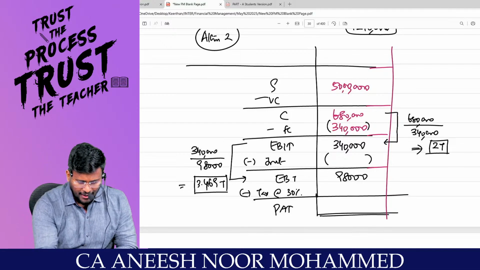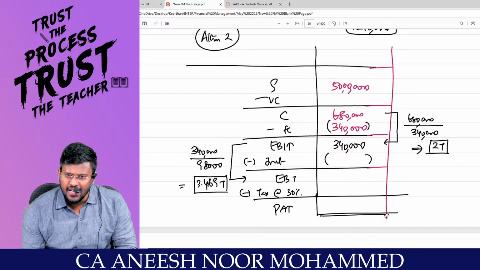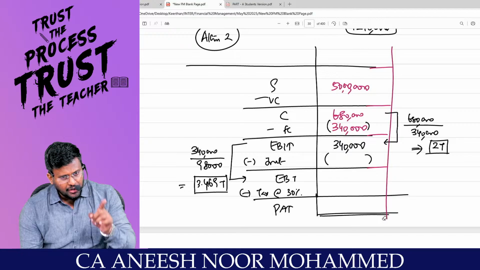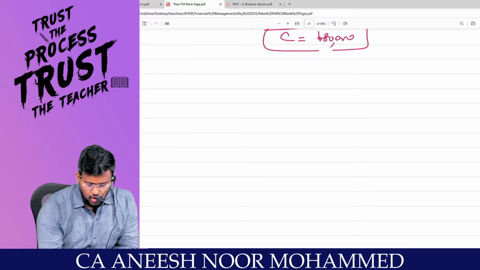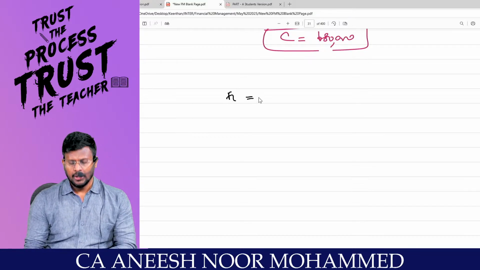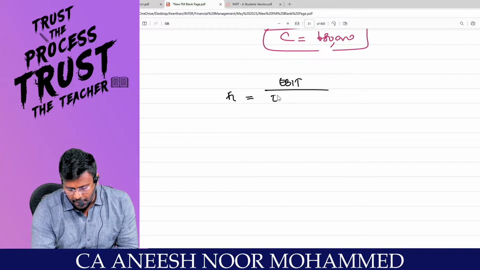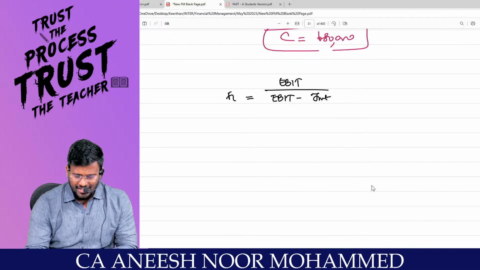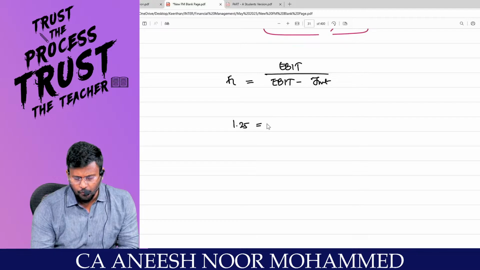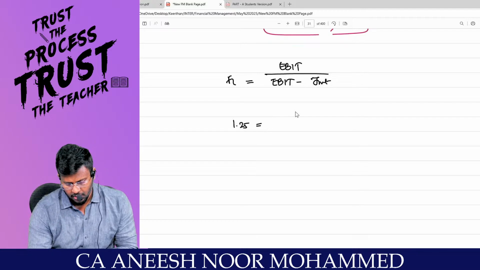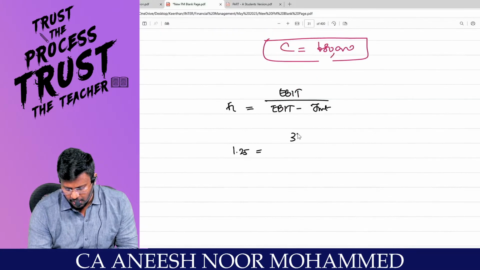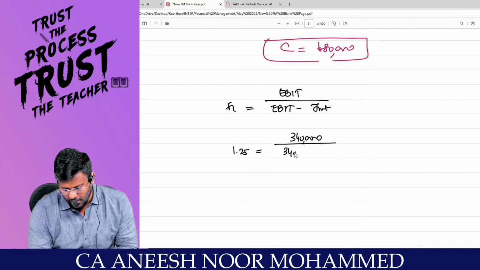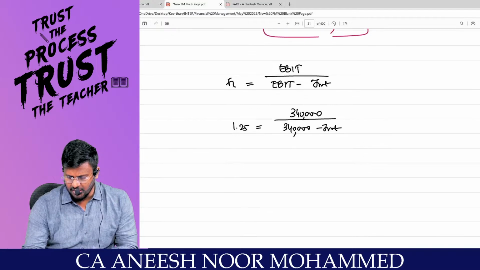Now, I don't know what is the EBT. Now I am having EBIT in my hand. By applying the financial leverage, I can find out the interest component. Are you really with me? So I know that my financial leverage is equal to EBIT divided by EBIT minus interest. Here I am keeping interest as the balancing figure. What is the financial leverage? 1.25 is equal to, what is EBIT? Just now, have you got EBIT? 3,40,000 as the EBIT. So 3,40,000 divided by 3,40,000 minus interest. Comfortable, sir?